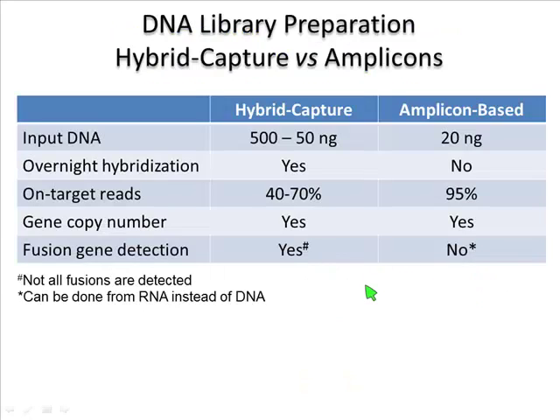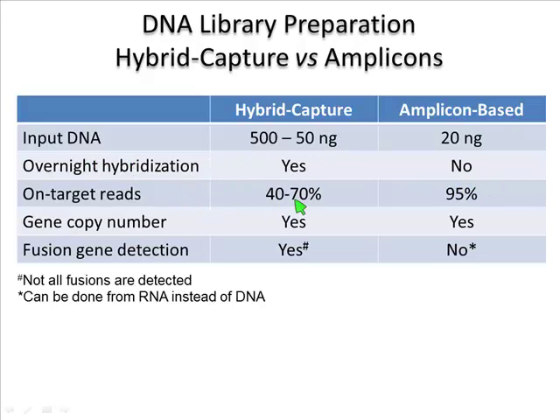Okay, so here's a comparison then of the advantages and disadvantages of these two approaches. Hybrid capture requires anywhere from 500 to down to maybe 50 nanograms in the best hands. Amplicon-based, we can get away with even less DNA, 20 nanograms. How much is that? That's about 4 unstained sections of a 1 centimeter 20 gauge core biopsy. So it's not very much material. The hybrid capture requires overnight hybridization. The Amplicon, no, it's a little bit faster.